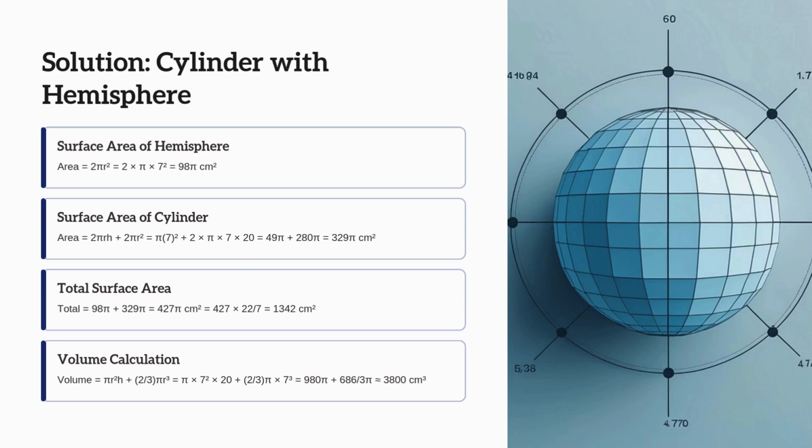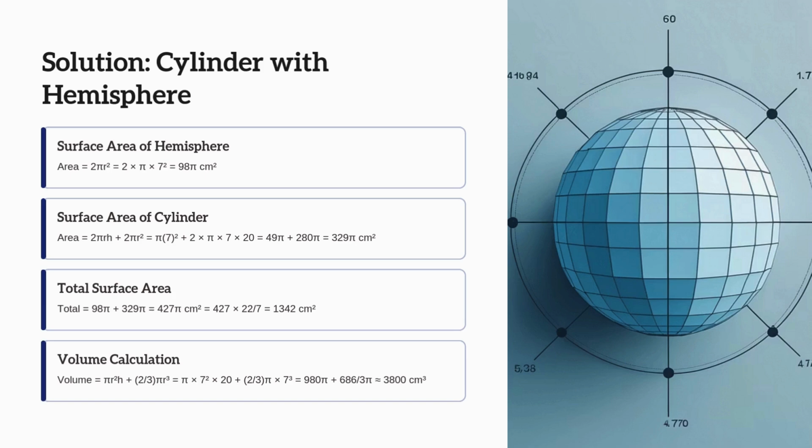B. Hemisphere volume. Formula. Volume equals 2 over 3 pi r cubed. Substitute r equals 7. Volume equals 2 over 3 multiplied by pi multiplied by 7 cubed. 7 cubed equals 343. So volume equals 2 over 3 multiplied by pi multiplied by 343. Multiply 2 multiplied by 343 equals 686. So hemisphere volume equals 686 over 3 pi cubic centimeters. C. Total volume. Total volume equals 980 pi plus 686 over 3 pi.